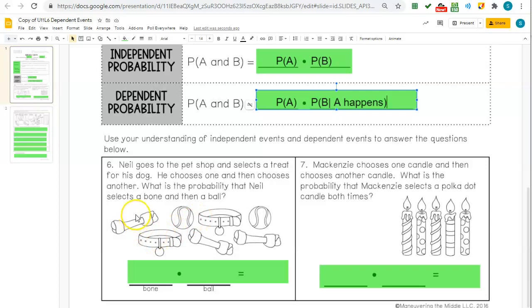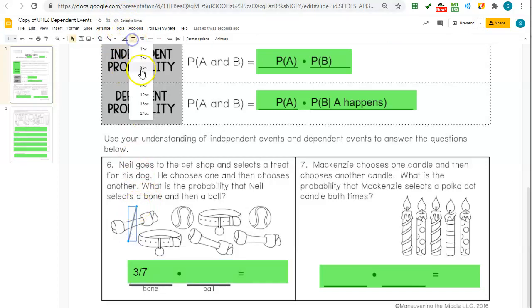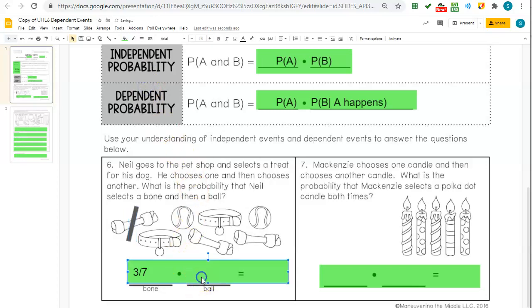Well, the probability that he selects a bone, and there's 1, 2, 3, 4, 5, 6, 7 items. 3 are bones. So that's 3 out of 7 for the bone. And then let's go ahead and cross out one of the bones though, because we can't pick that anymore because he didn't put it back. Alright, so now let's think about how many balls there are. Well, there's 2 out of 1, 2, 3, 4, 5, 6 items. 2 out of 6. Again, we can simplify that. That's 1/3. That's going to make our answer go a little bit smoother. So we have 3 over 21, which is 1 over 7.